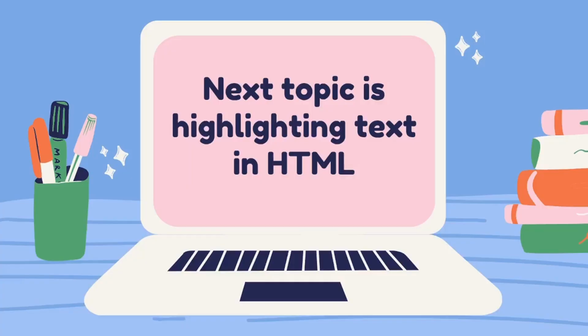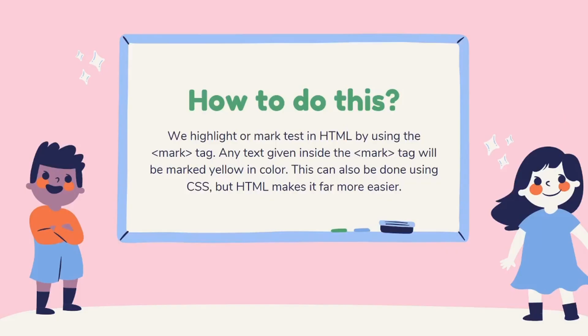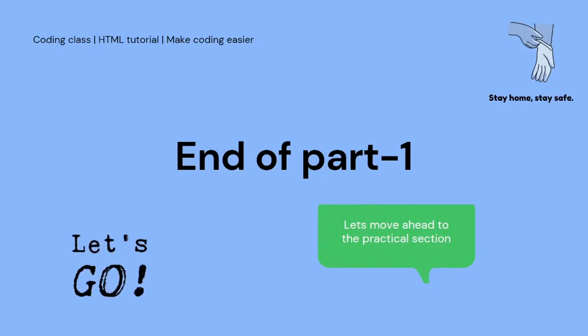So the next topic is highlighting text in HTML. Wait, how do we do this? We highlight text in HTML by using the mark tag. Anything given inside the mark tag will be marked yellow in color. This also can be done with CSS, which stands for cascading style sheet, but HTML makes it far more easier. So this is the end of part 1. Let's move ahead to the practical section.